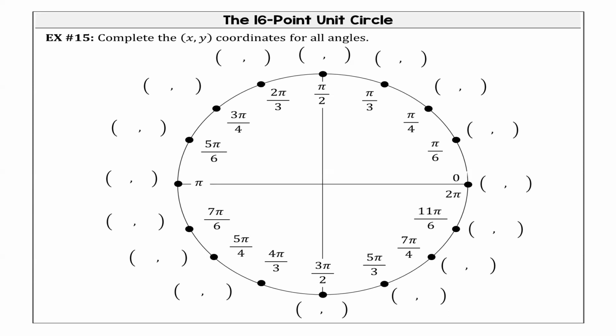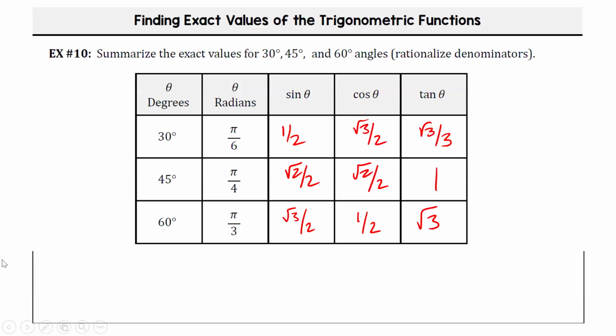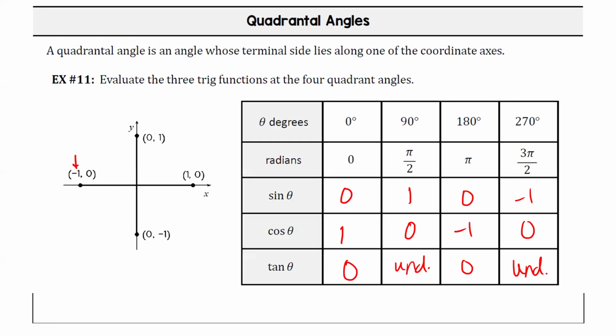Okay, so yesterday, we made two charts, right? Chart number one looks like this. It was our 30, 45, and 60 degree trig values. Everyone remembers this chart? Okay. And then we did the second chart. These are for our quadrantal angles, so our angles that lie on our X and Y axes.